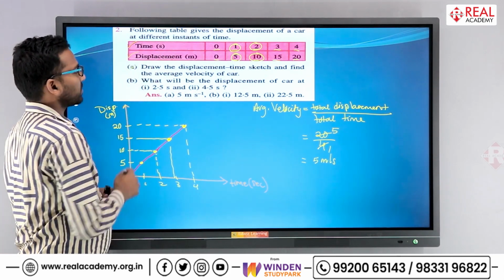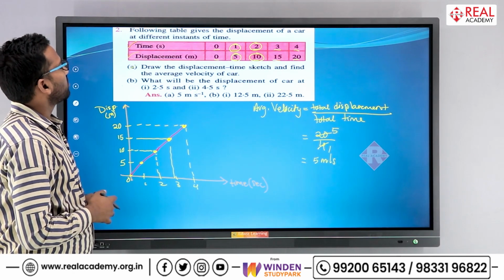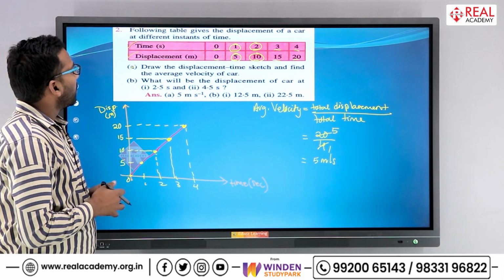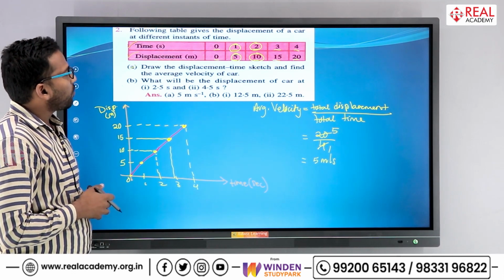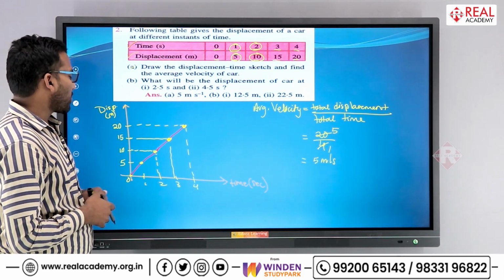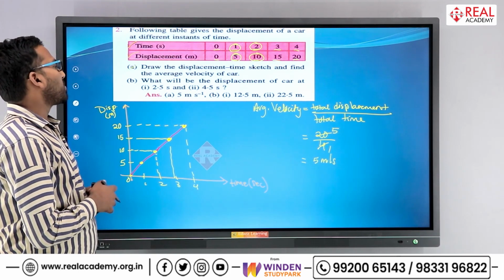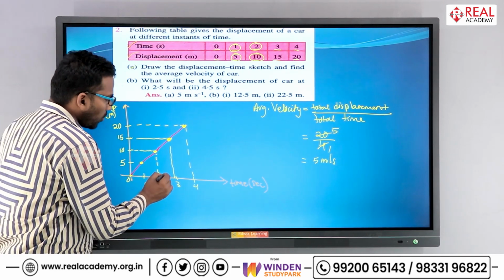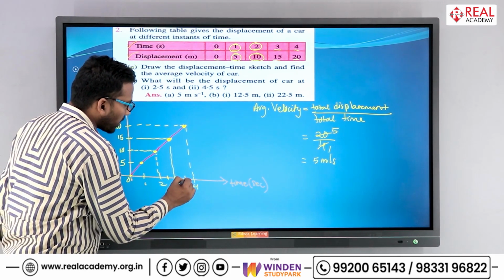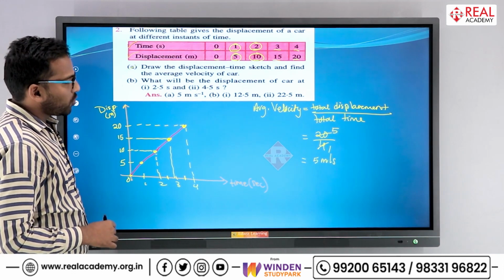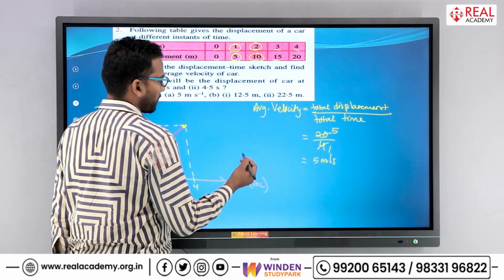Hence, we have completed this first question from question number 2, A section. Now, let's come back to B section. What will be the displacement of a car at 2.5 seconds and 4.5 seconds?